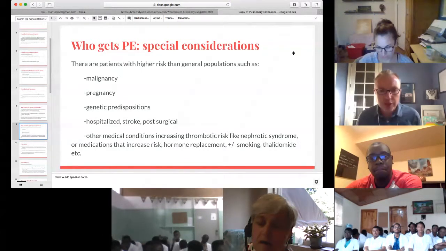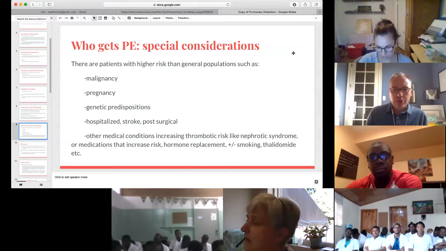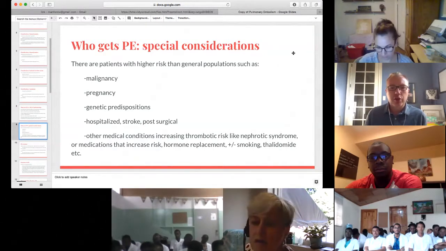And there are other medical conditions also that can increase the risk of thrombosis, like nephrotic syndrome, or people who are on hormone replacement plus or minus smoking, and other medications such as thalidomide that would, in general, increase your risk of developing clots.